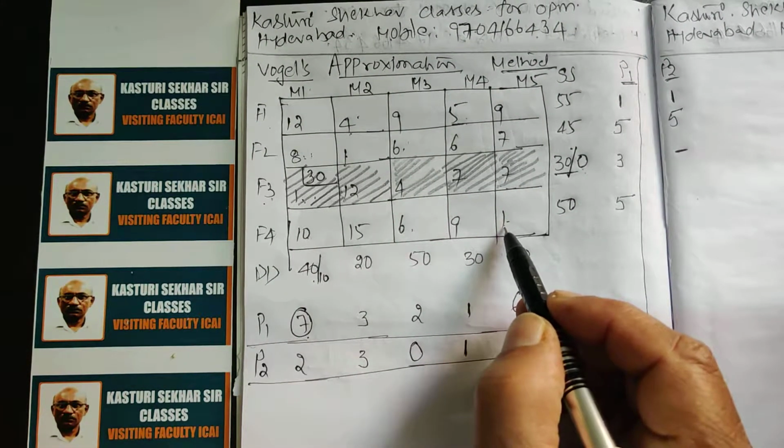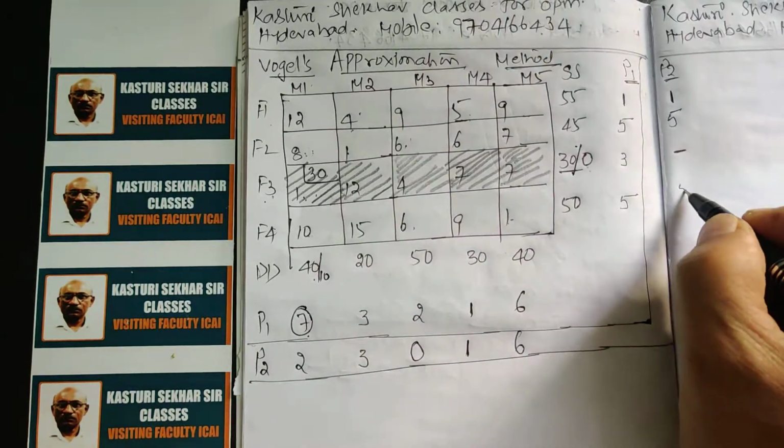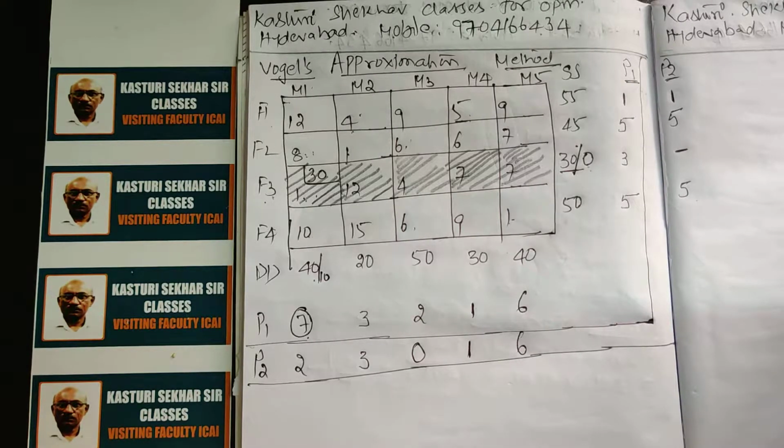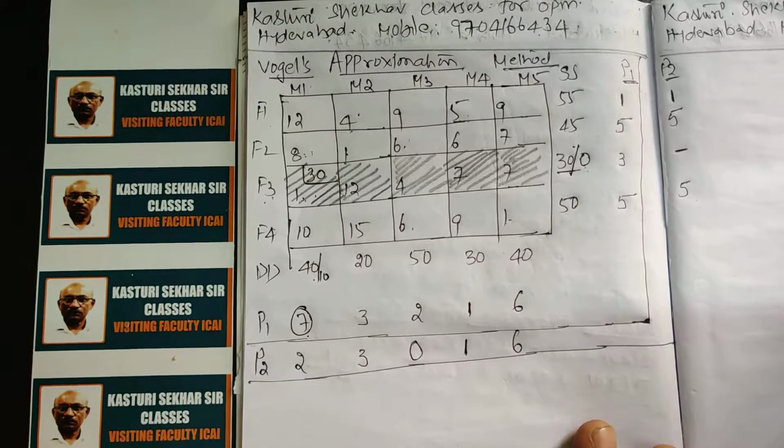Fourth row, lowest value is 1. Second lowest is 6. Difference is 5. This way penalties are calculated for the reduced cost matrix. Now find the highest penalty.